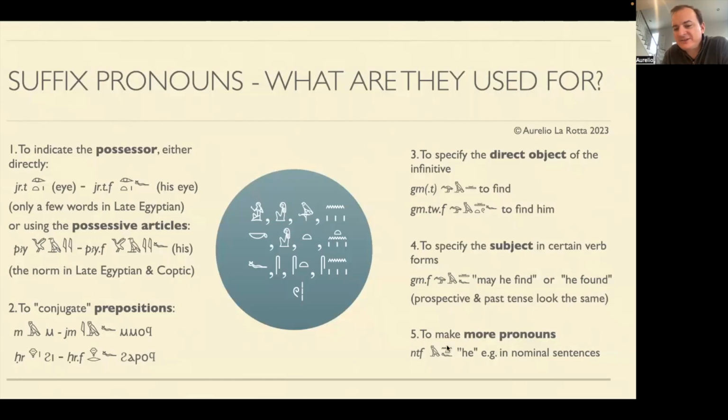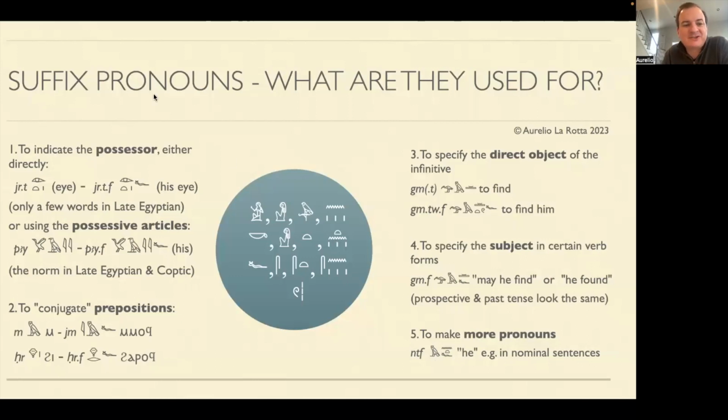And then finally, you can also use the suffix pronouns to make more pronouns. For example, in nominal sentences, if you want to say, I am so-and-so, you use a separate type of pronoun. For example, here's the one for the third person singular, intof or intef. And it's really spelled with an extra M in Late Egyptian. That's not a typo here. That's the standard spelling. They add something, probably to indicate that there's an extra syllable in front. It's not that it was pronounced like mintof or tof. It was intef all the time, but they add that extra little M in front.